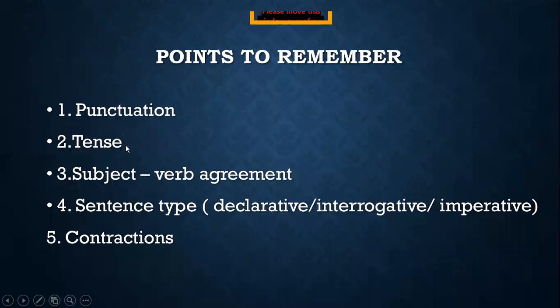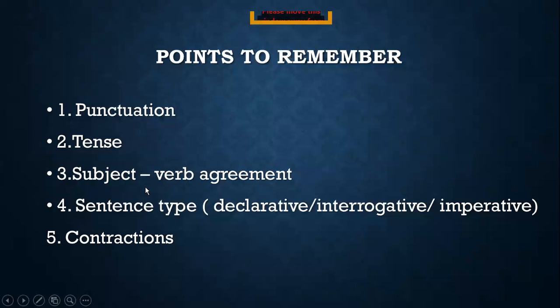Next is tense. You need to take care of the tense. In whichever tense you are reading the dialogue, whether a question is asked or an answer is given, you have to observe that tense, and your framing of the question or framing of the answer should be according to the tense. Then is subject verb agreement.